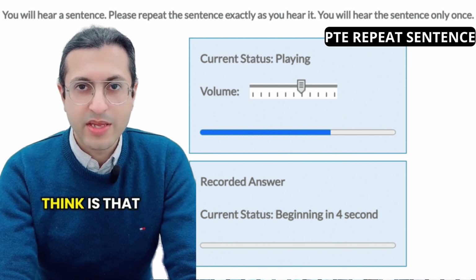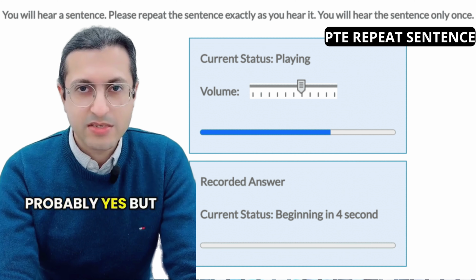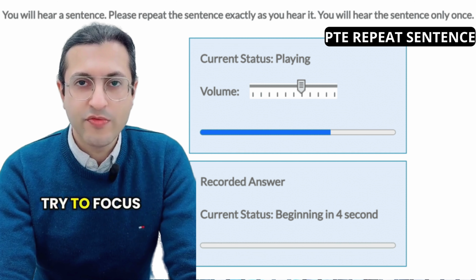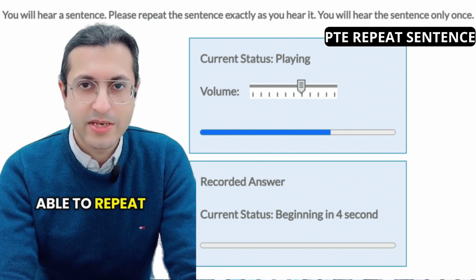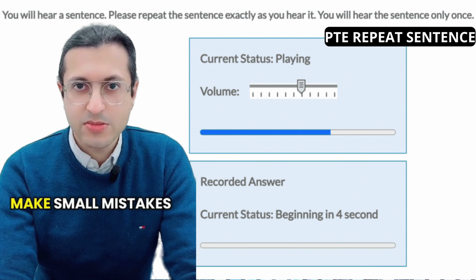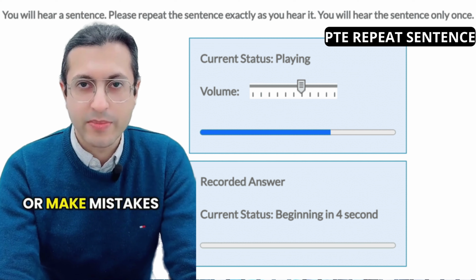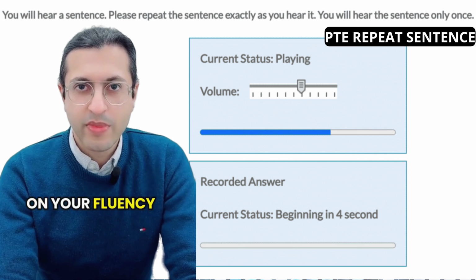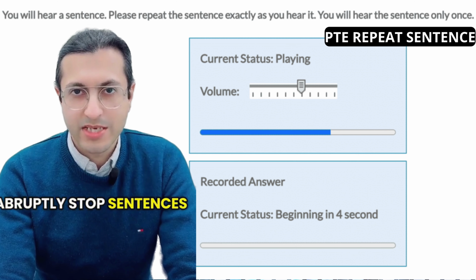Now, what a lot of people think is that you have to speak each and every word to get a full score. Probably yes, but you don't have to stress with that. What I would always recommend my students is try to focus on the main words in the correct sequence. Sequencing is very important. So if you're able to repeat 70 to 80% of the sentence with the main words in the correct sequence, even if you make small mistakes with grammar, you miss prepositions or articles like a and the, make mistakes of singular or plural, it's still okay. Focus 100% on your fluency. Don't repeat words when you make mistakes, and don't abruptly stop sentences.